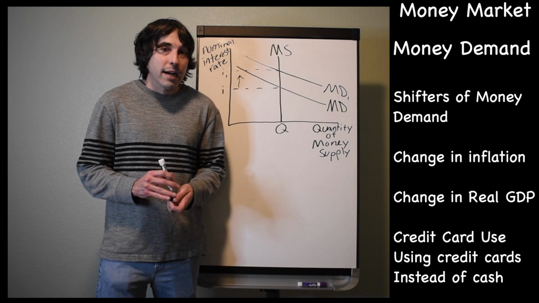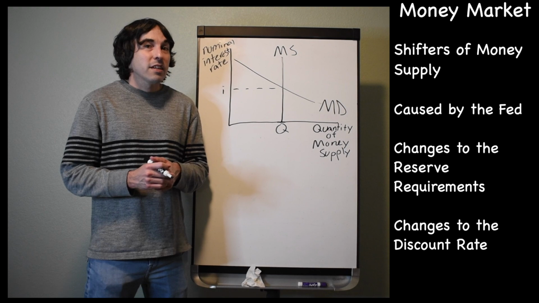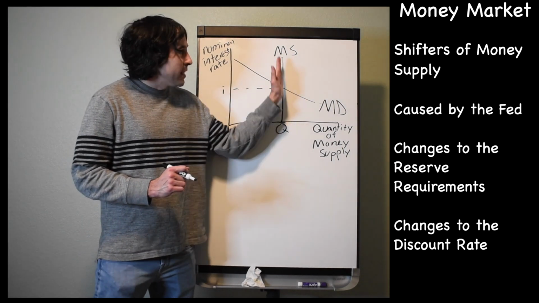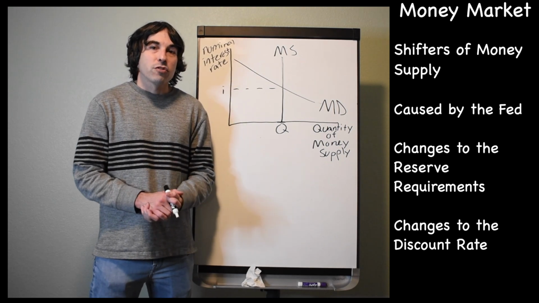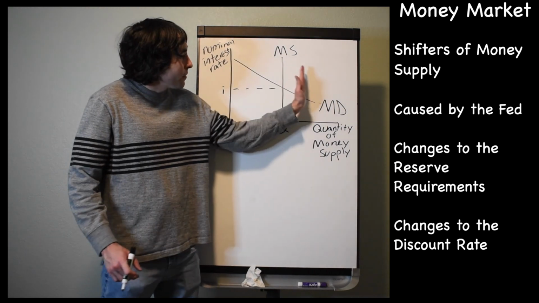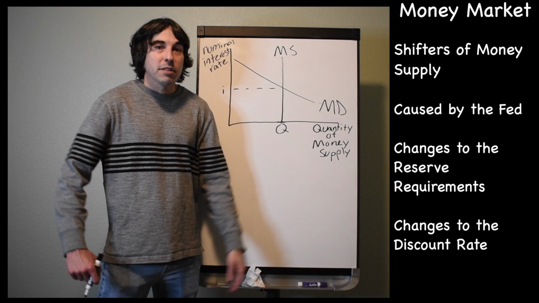Next, I'm going to talk about what happens when the money supply curve shifts. If the money supply curve shifts, it's going to be caused by something that the Federal Reserve does. The money supply curve is straight up and down because it's controlled by the Federal Reserve. They have monopoly control on the money supply. They decide if there's going to be an increase in the money supply or a decrease in the money supply, or if we're going to maintain it and keep it the same.